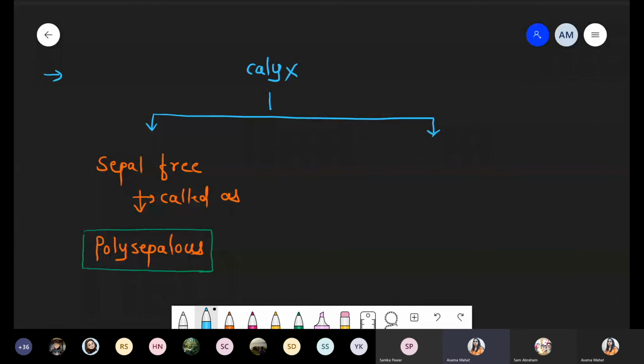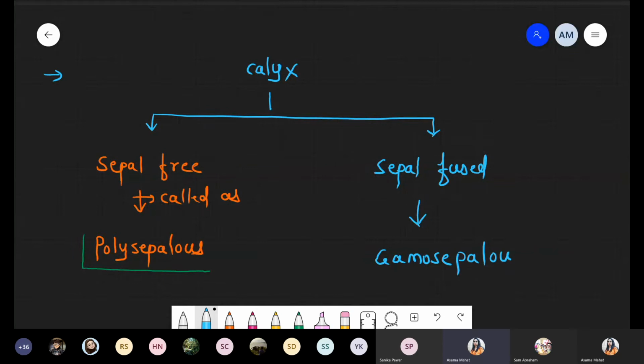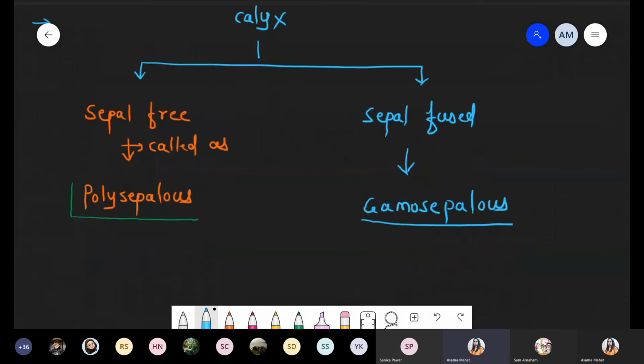Another condition, if sepals are fused, if sepals fuse and no gap is present, such a condition is called gamosepalous. Gamosepalous, so poly means free and gamo means fused. Okay, so these are the parts of this calyx. Got this point? Is this point clear? Yes, ma'am. Okay, so I'm taking only one modification.